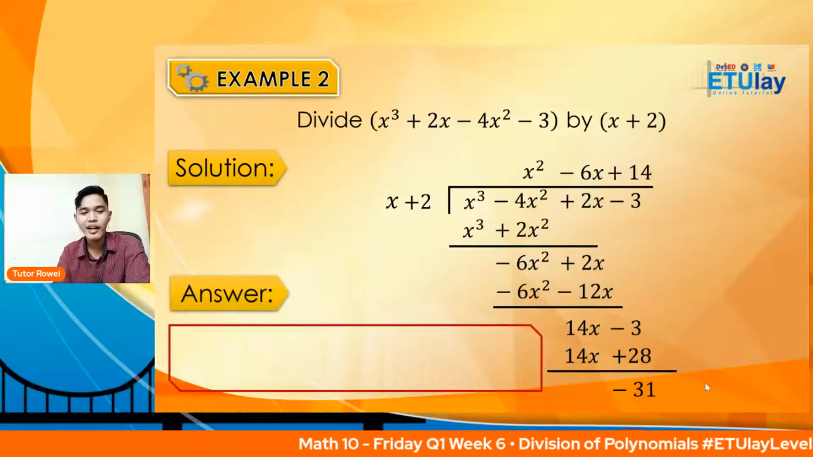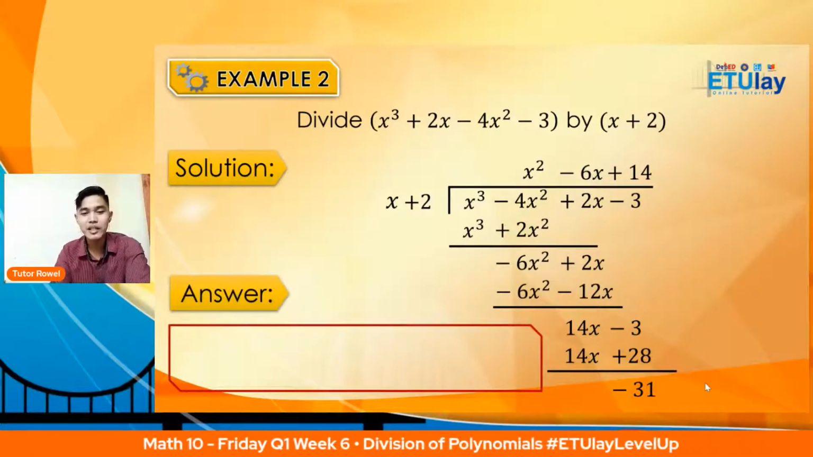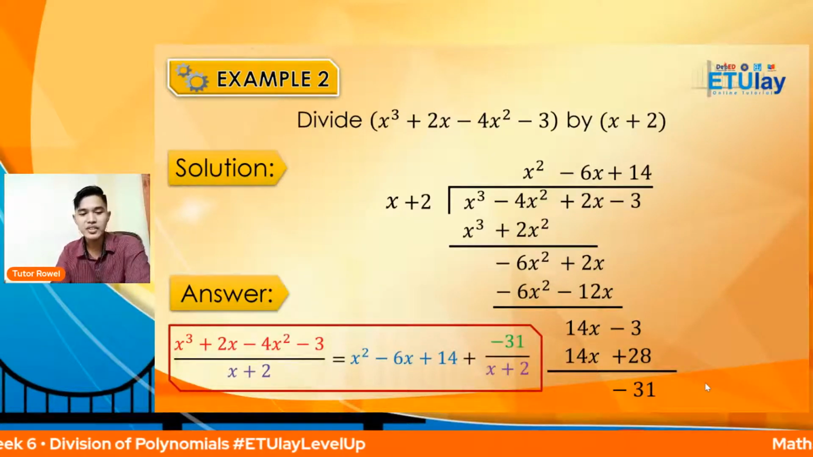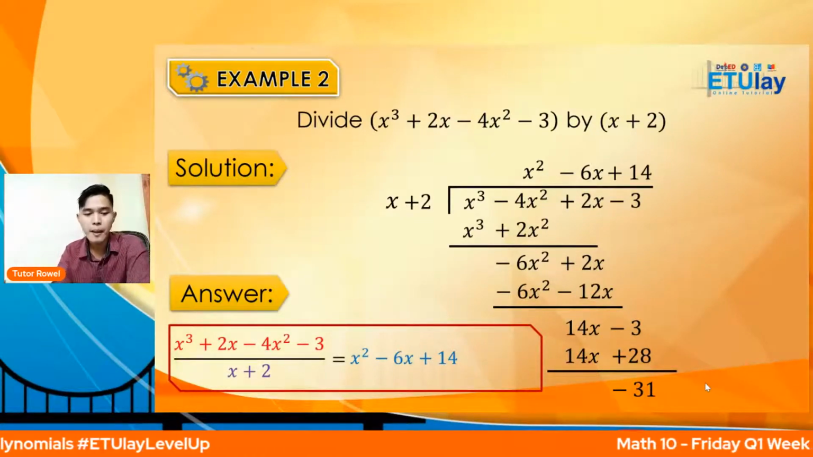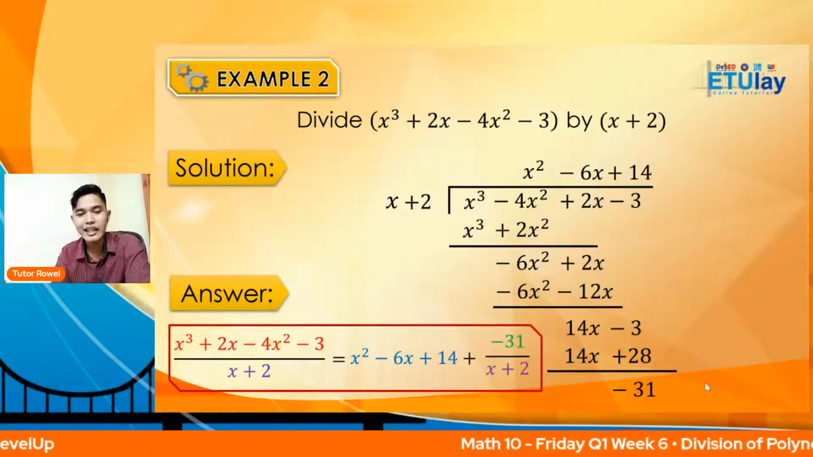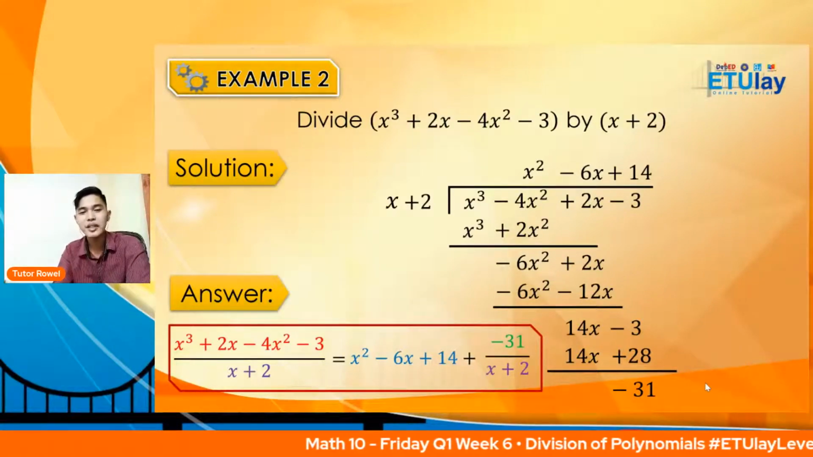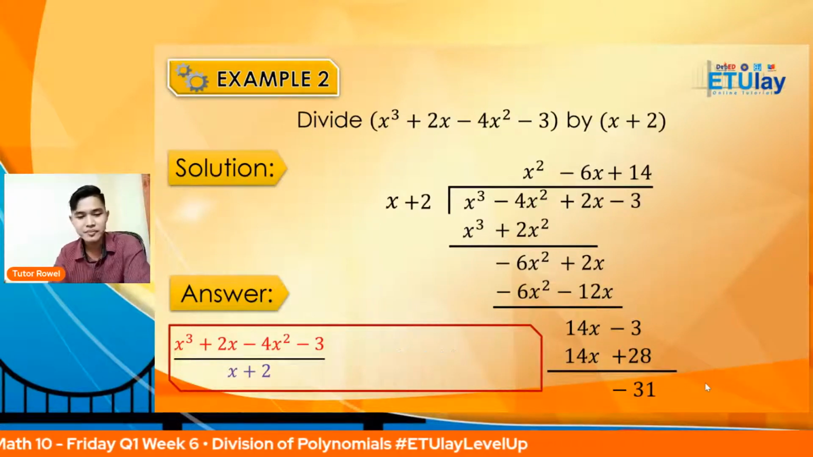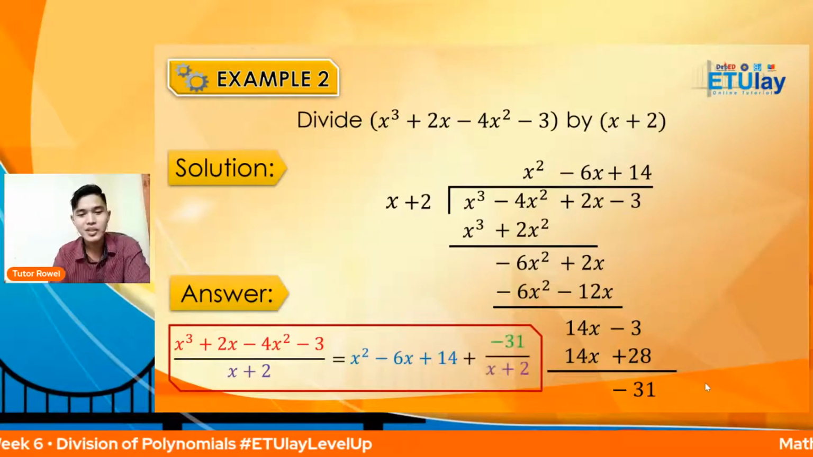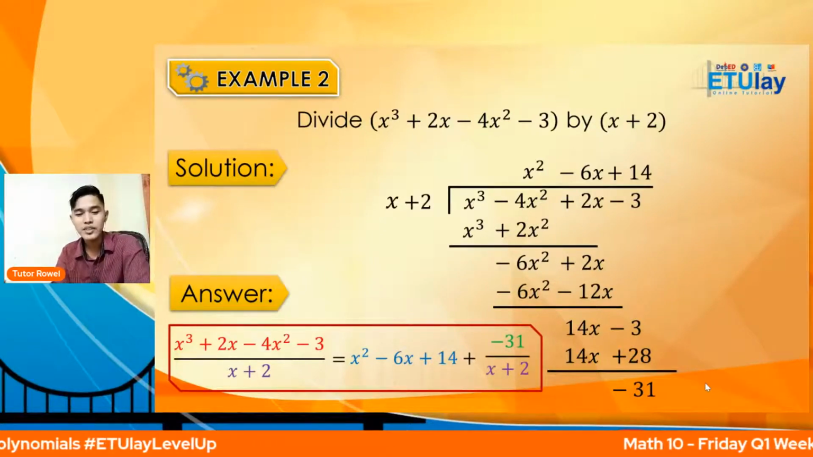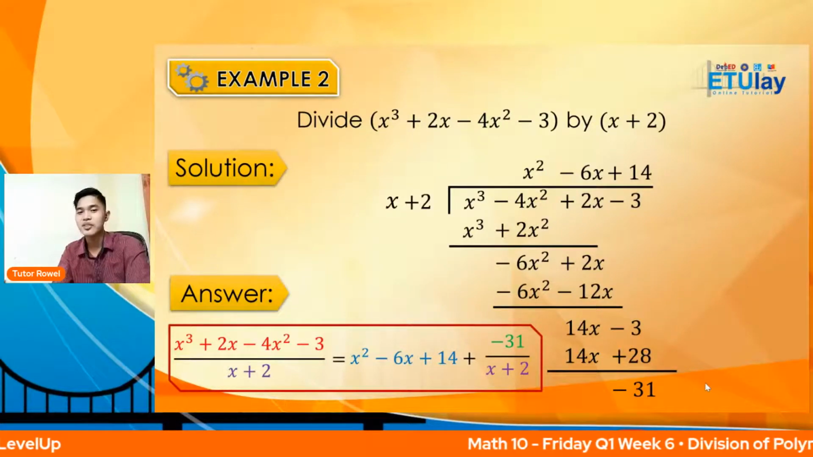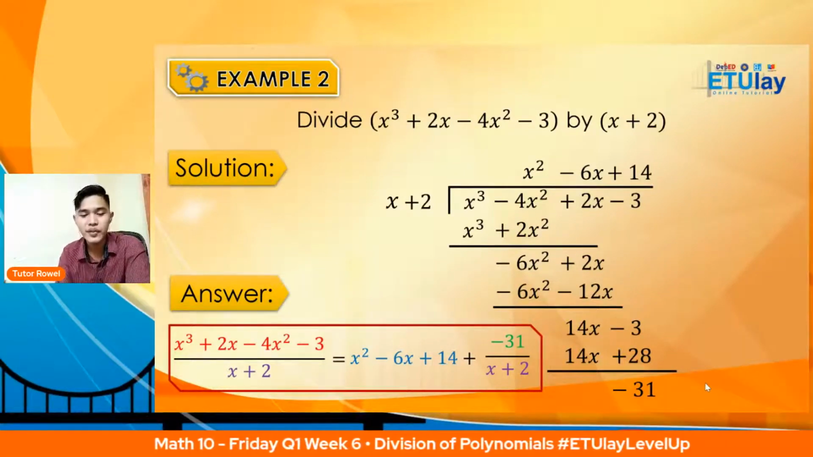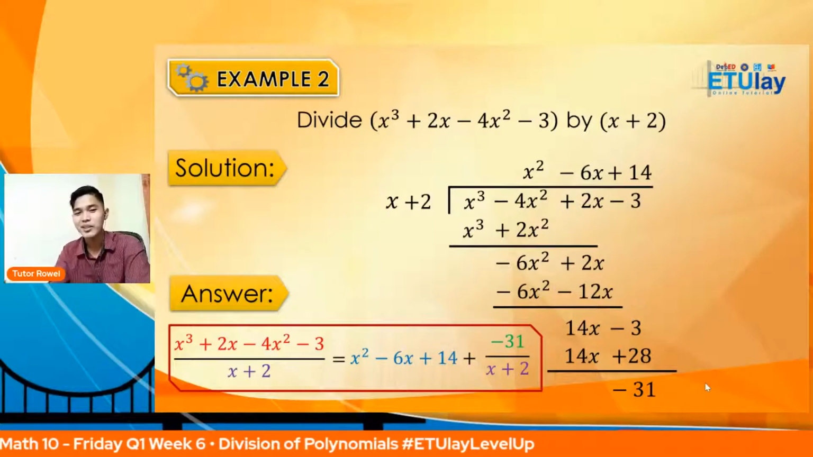Okay? Now, our answer, our quotient, will be x squared minus 6x plus 14, plus the remainder, negative 31, over the divisor x plus 2. So again, the answer is x squared minus 6x plus 14 plus negative 31 over x plus 2. Instead of plus, you can also write minus 31 over x plus 2. So either of the two is correct.